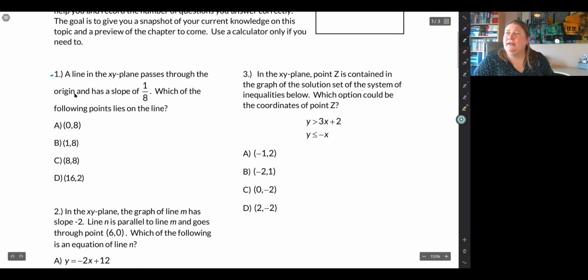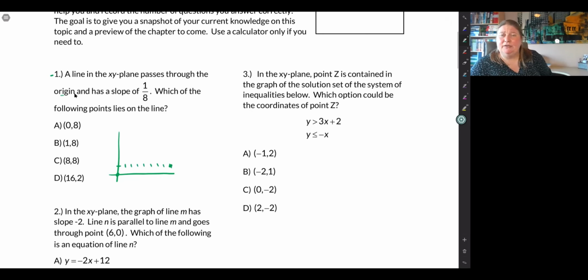In question number 1, you really want to sketch this. I'm just going to focus on the first quadrant, sketch it like this. And it says it passes through the origin, so give yourself a dot right there at the origin. And it has a slope of 1/8, so it means go up 1 and over 8. And then we're going to write down what point we ended up at.